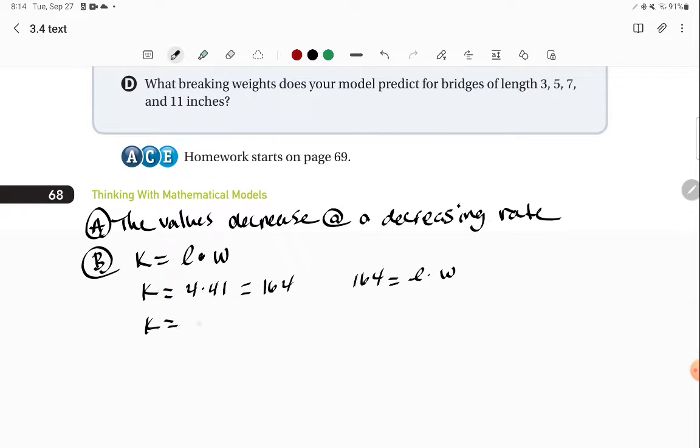And then here for 6 inches, it was 6 times 26, and that gave us 156. So then if we were to write an equation for that data, just looking at that particular data with the 6-inch bridge, it would be 156 as your constant is equal to length times width.